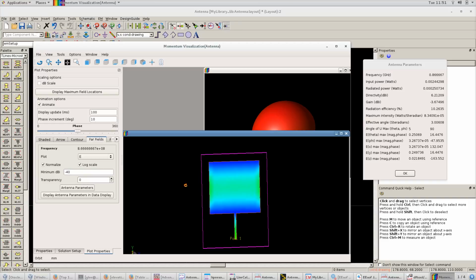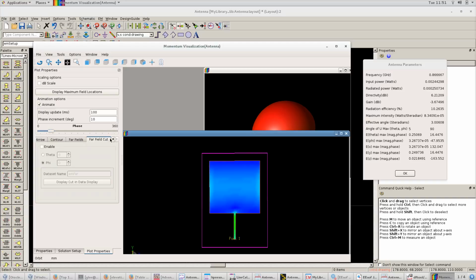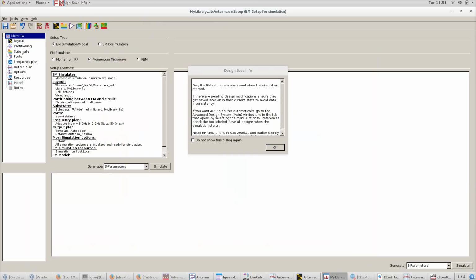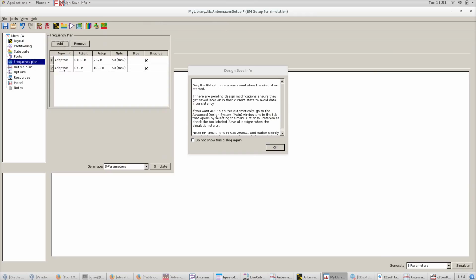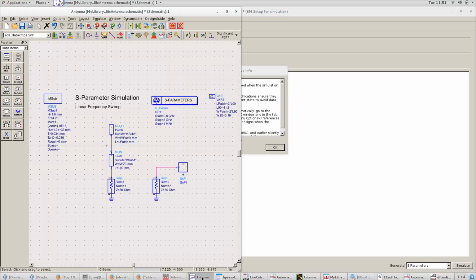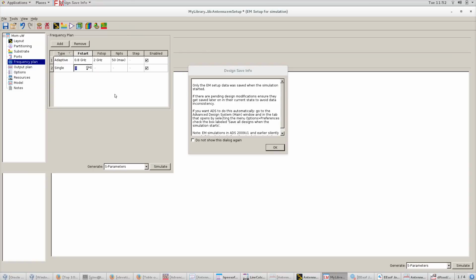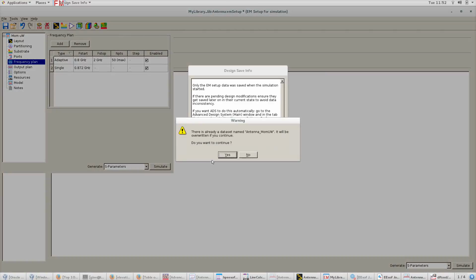Another thing that I'm going to do is, again, I told you I was going to show you how to do individual frequency points. So I'm going to turn off this animate, and I'm going to kick off this EM simulation. Under your EM simulation setup, you go to frequency plan, you can add, and instead of making this adaptive, make this a single, and then set this to, in this case, we know what our antenna is going to give us a really sharp null at 872 megahertz. So I'm going to set one here at 0.872 gigahertz, and I'm going to go ahead and hit simulate again.